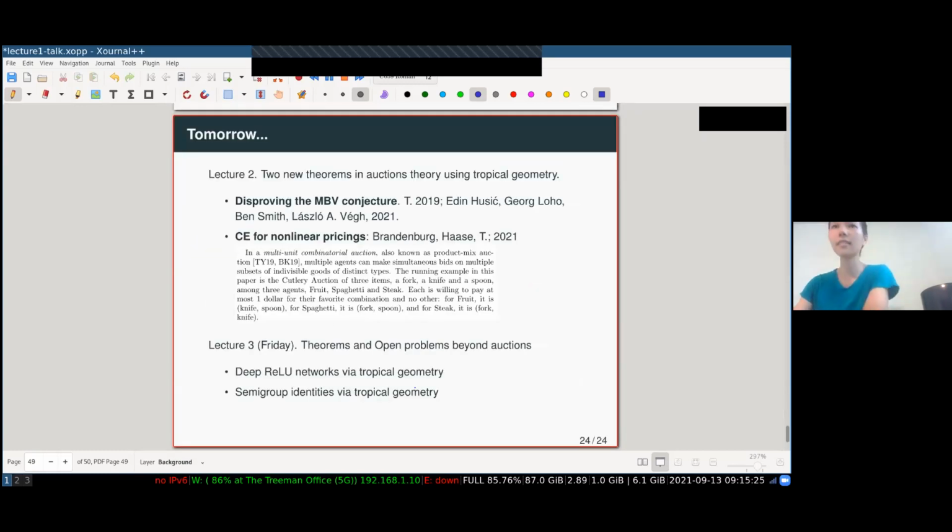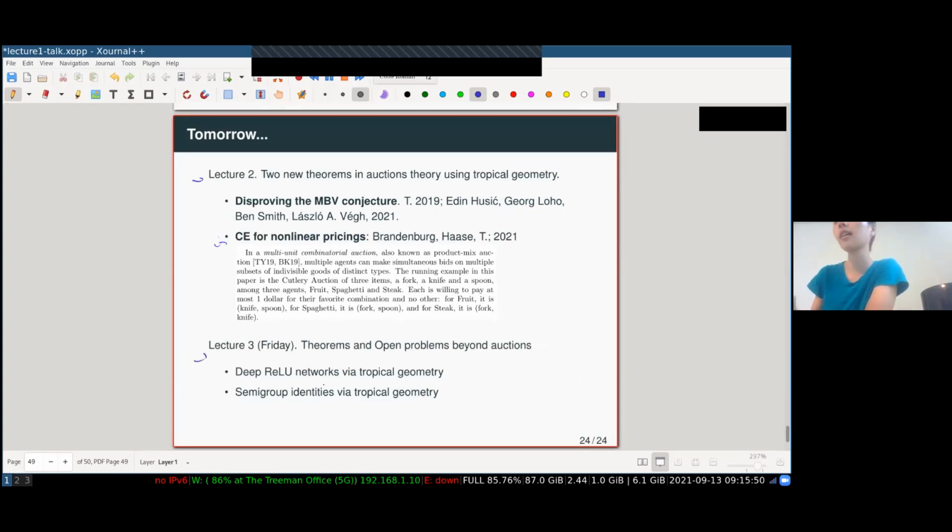Okay, so what's next? Tomorrow I'll tell you about 2 new theorems in auction theory using tropical geometry. One of these has already been generalized by Lassie and co-authors with connections to matroids. And the other one has a lot of interesting open questions that I'd love to hear opinions on from the audience.